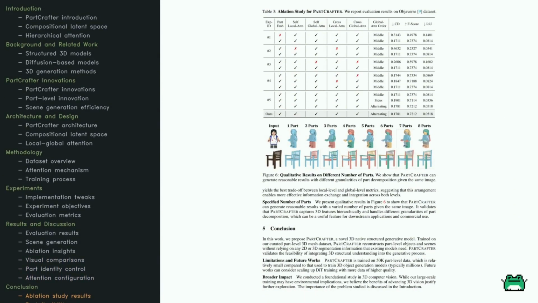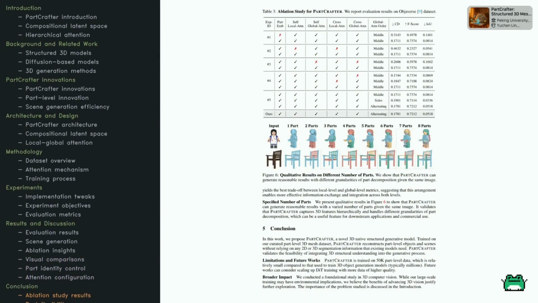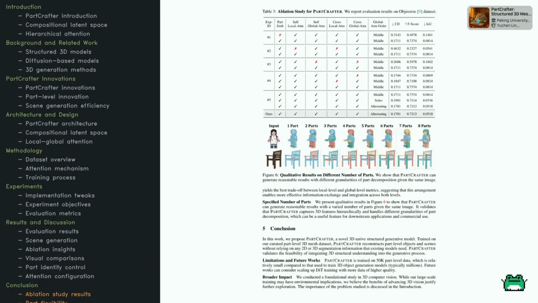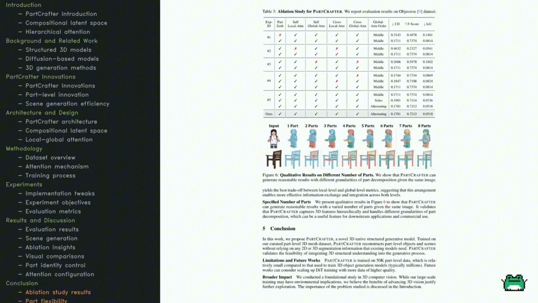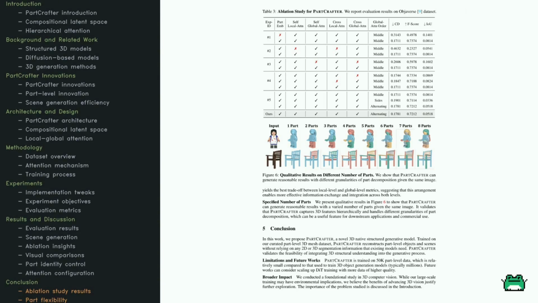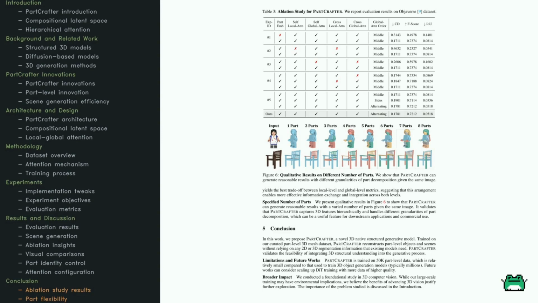Now let's understand what makes PartCrafter tick through an ablation study shown in Table 3. It examines different configurations of attention mechanisms and part embeddings to see how each affects performance. The results show that using an alternating pattern for global attention, combined with both local and global cross-attention, provides the best balance of metrics like chamfer distance and F-score. This setup enables effective information exchange and integration across both local and global levels.